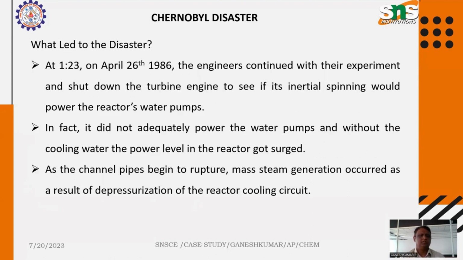So at 1:23:23 hours on April 26, 1986, the engineers continued with their experiment and shut down the turbine engine to see if its inertial spinning would power the reactor water pumps. In fact, it did not adequately power the water pumps. And without the cooling water, the power level in the reactor surged. As the channel pipes began to rupture, more steam was generated as a result of depressurization of the reactor cooling circuit.